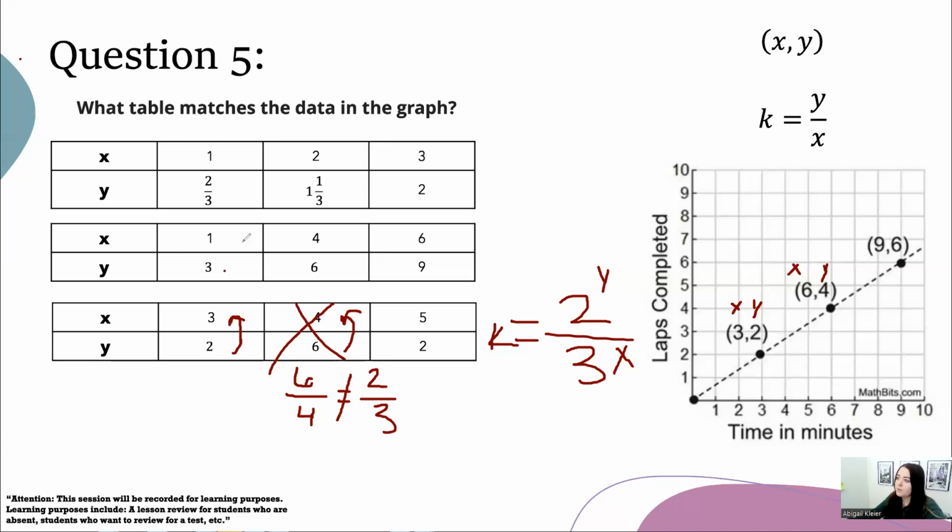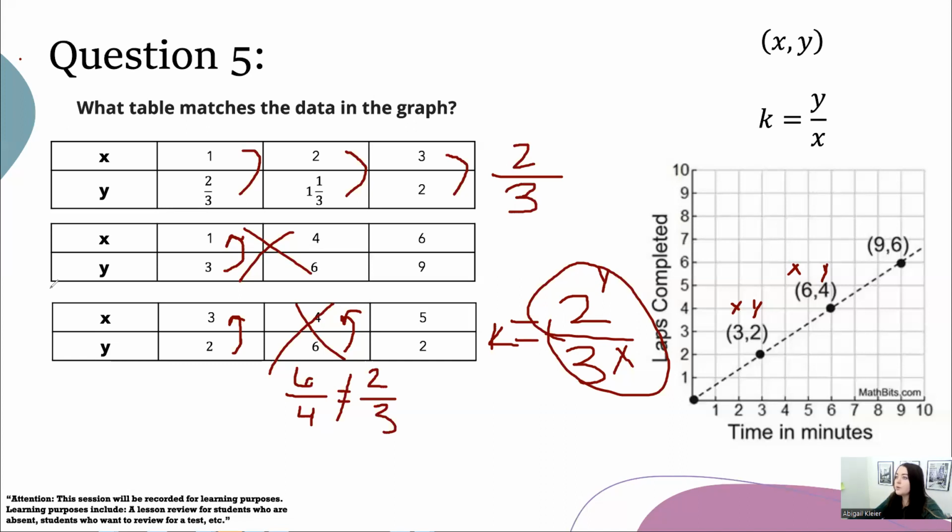What about the next one? I've got 3 divided by 1. Well, 3 divided by 1 is not equal to my constant of proportionality of 2 over 3. Now I can look at my top table, and every time y is divided by x, it does give me a relationship of 2 over 3, making the first table the correct table that matches the data in the graph.